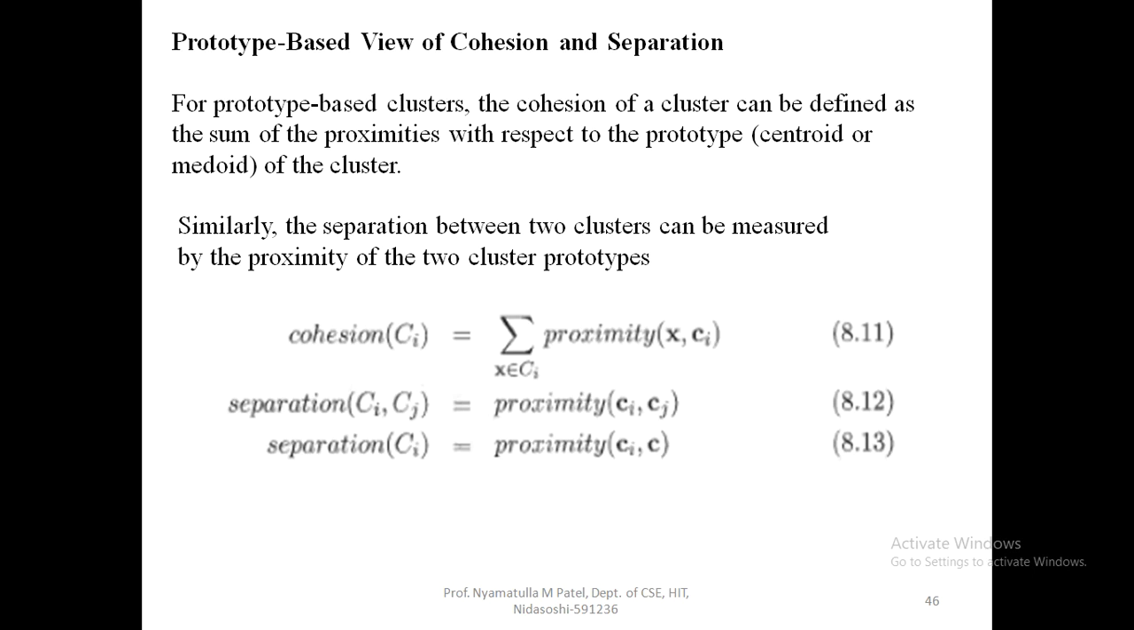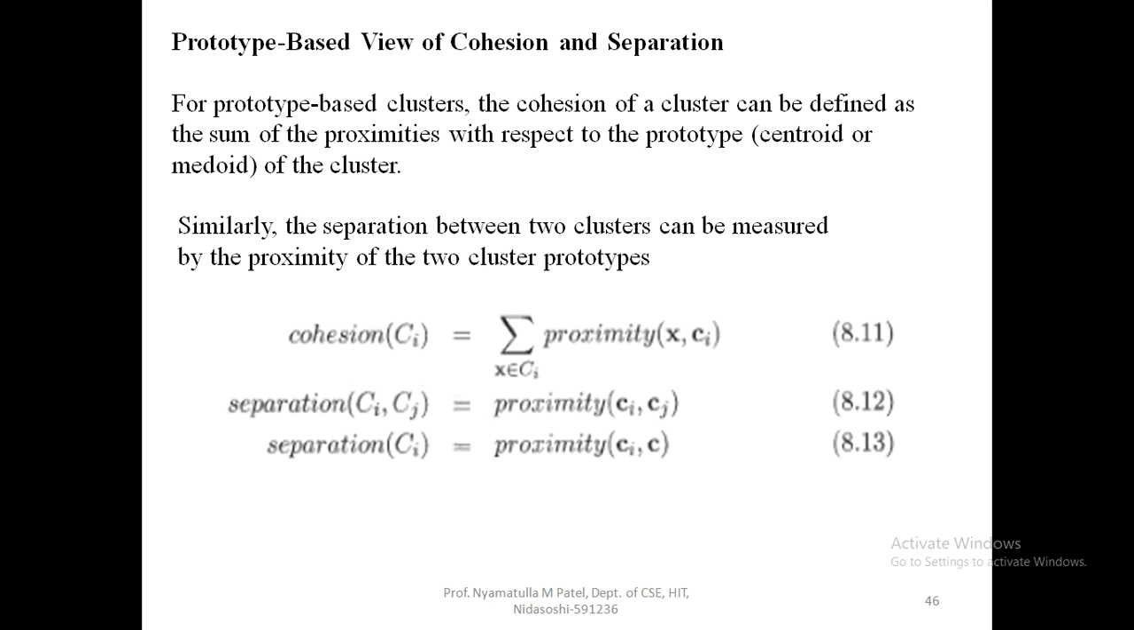Proximity means how near or how far two prototypes or two clusters are separated with respect to the center. Now, in prototype-based, the equation will change. So cohesion of cluster Ci is the sum over x belonging to Ci of proximity(x, ci). The separation between the two clusters Ci and Cj is equal to proximity(ci, cj).